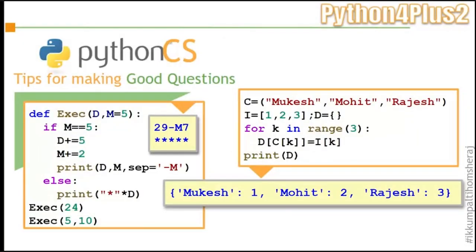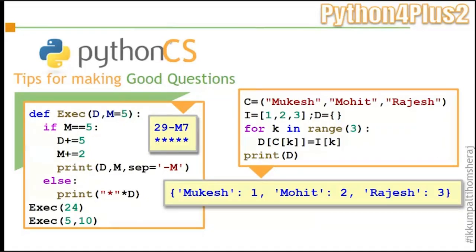I hope you can see the slide on your screen with the heading as tips for making good questions. So you can see my first slide on your screen, in which there are two simple output questions. The first output question is based on a simple user-defined function in which there is one default parameter and one non-default parameter. And the output of this particular code is showing you 29 as the date of today and serial number of meat as 7, M7.